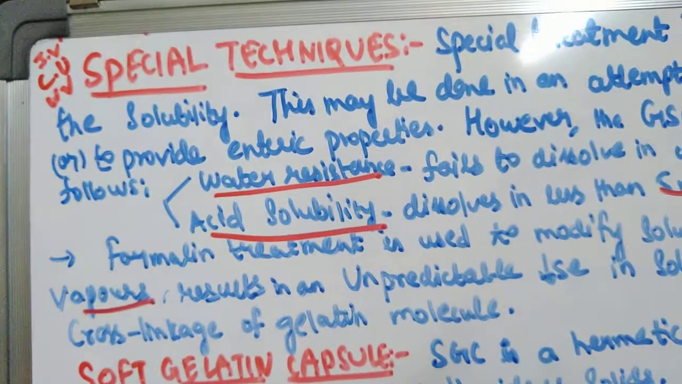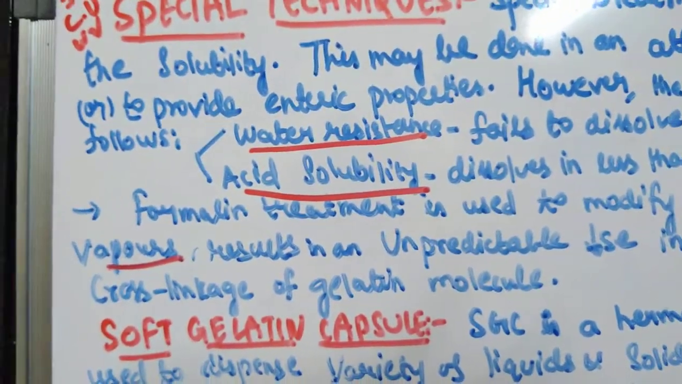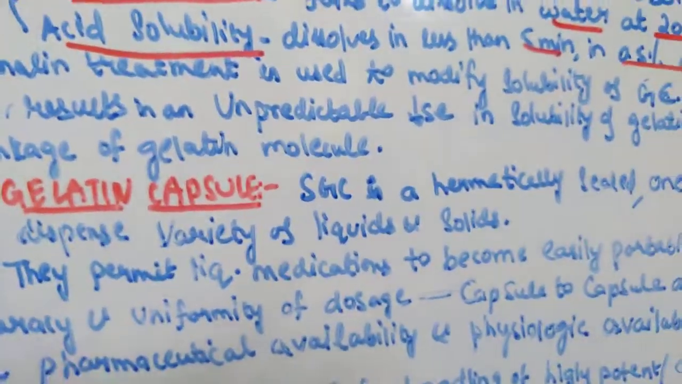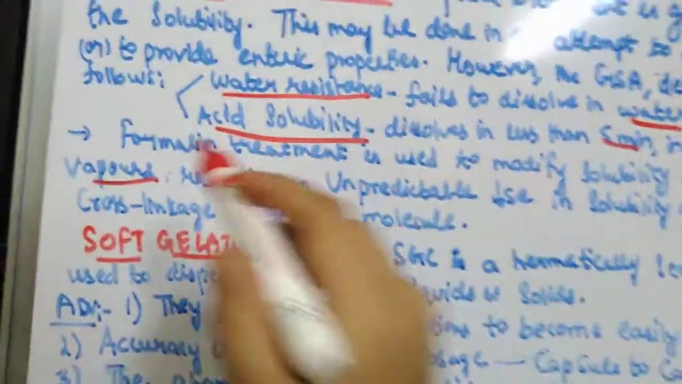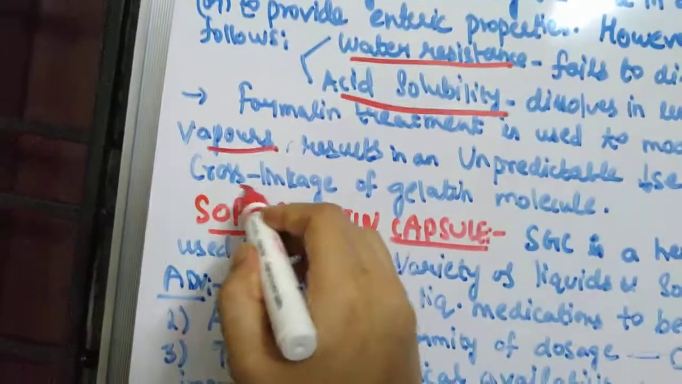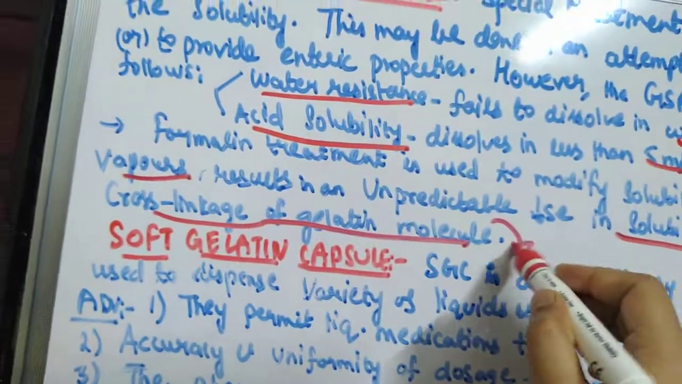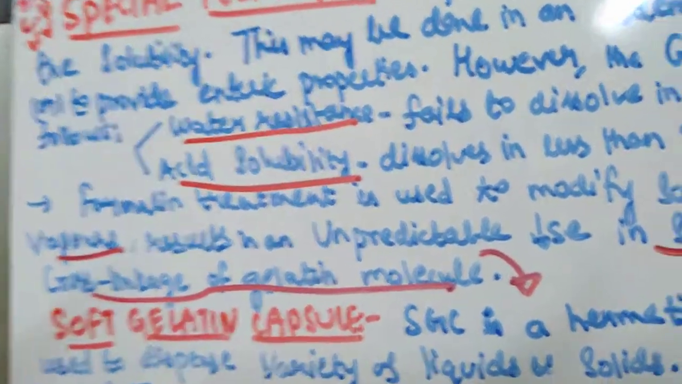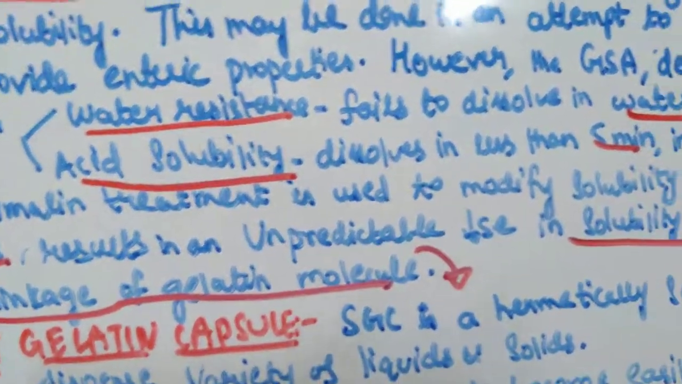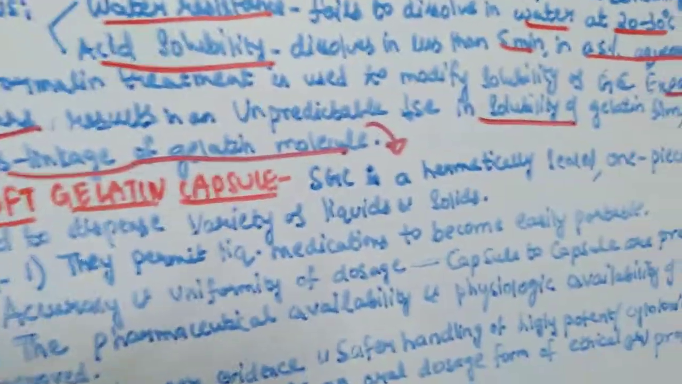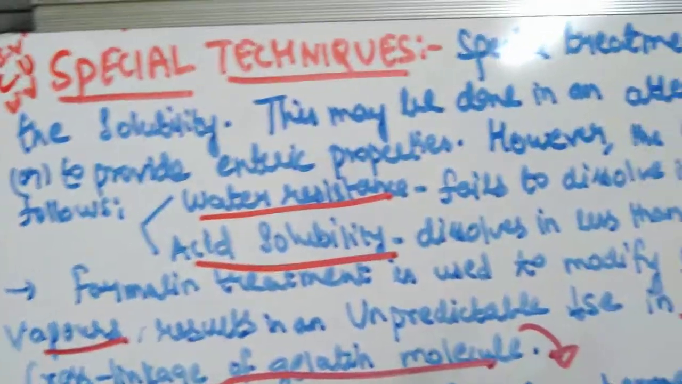Why does the solubility decrease? This is due to the phenomenon known as cross linkage. Cross linkage occurs between gelatin and the aldehyde molecule. Whenever you are treating with formalin, there is a decrease in solubility owing to the cross linkage of gelatin. Thus the solubility decreases. It is difficult to control the degree of insolubilization or indeed to prevent complete insolubility. So this is with your special techniques.